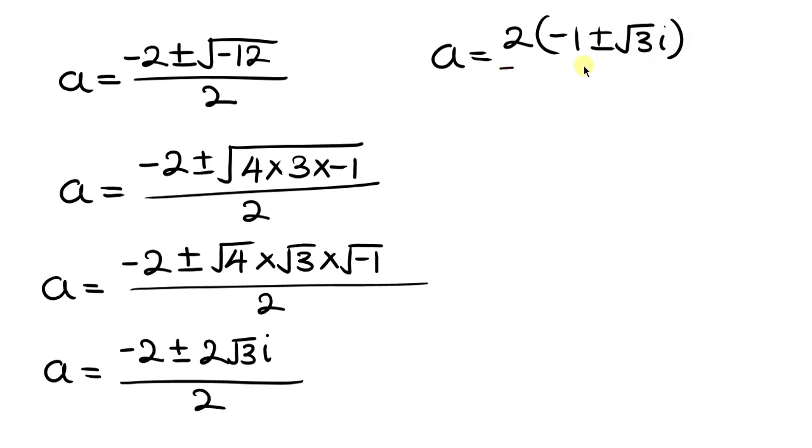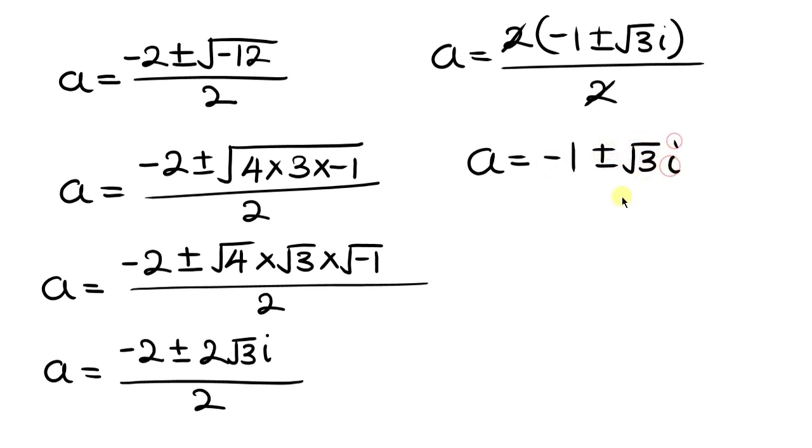Very good. All over the denominator, which is 2. So 2 here can cancel out this 2, making the value of A equal to negative 1 plus or minus the square root of 3i. So there are actually two values of A from here. We have A, which is the second solution we've got for A, equal to negative 1, going with a positive, plus root 3i.